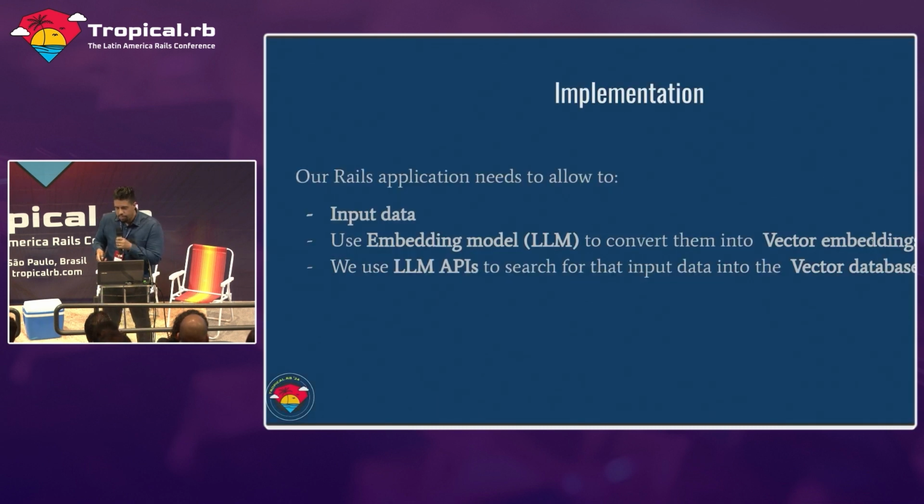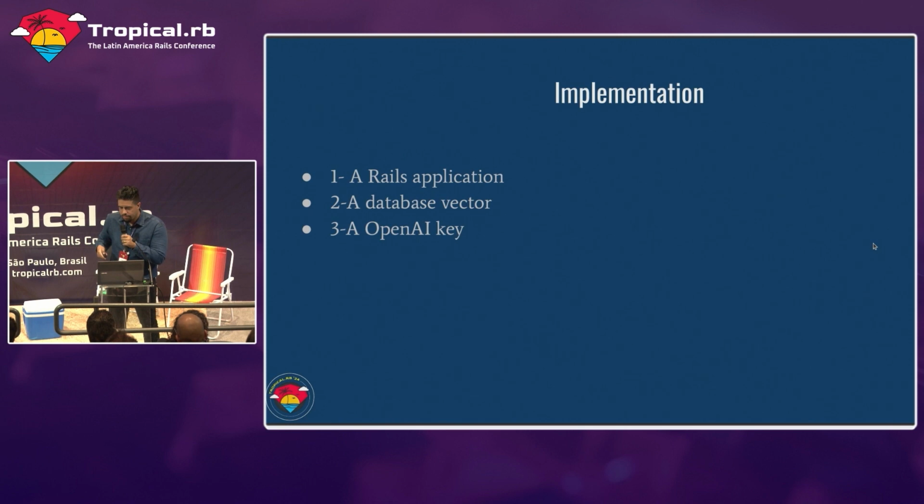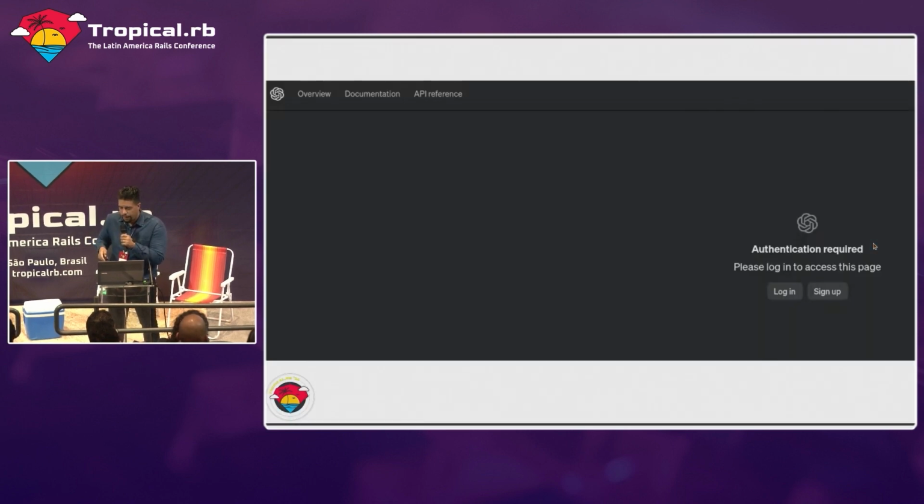So how are we going to implement this? Basically, we need one Rails application with input data. We already know how to do that. And we need one LLM in order to convert that data into vector embeddings, okay? But what else do we need? Let me show you more details, okay? Here, this is what we're going to use in a basic way.